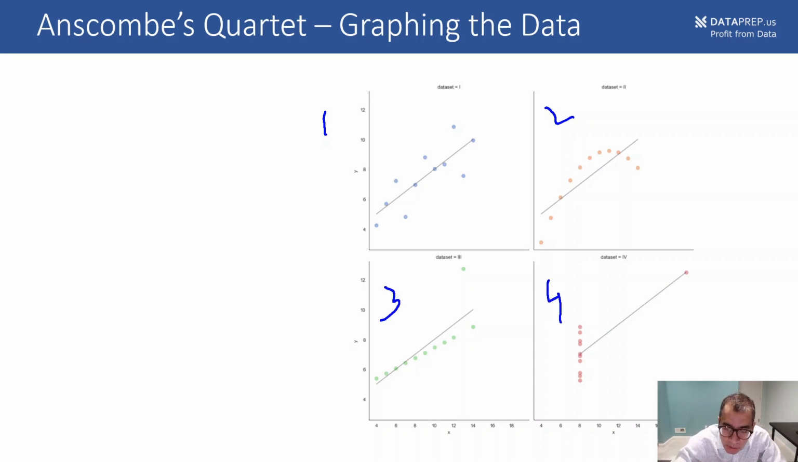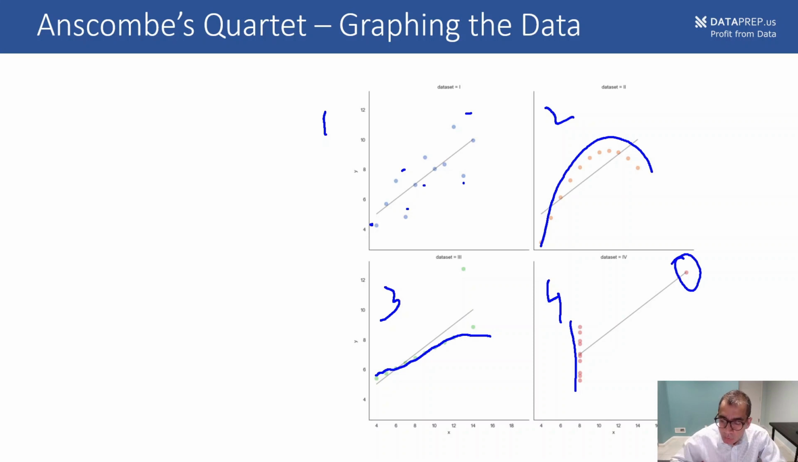The first one is just random scatters of data. The next one has a pattern, a parabolic pattern. This one is sort of a downward trending line. And here we have all of these things in a straight line, but an outlier sitting over here. So they're completely different in the way they are.